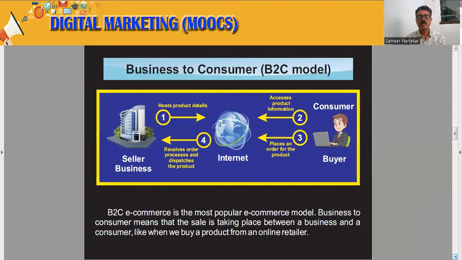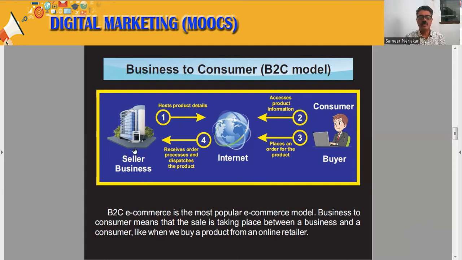Now let's move towards the business to consumer model, that is the B2C model. B2C e-commerce is the most popular e-commerce model. Business to consumer means that the sale is taking place between a business and a consumer, like when we buy a product from an online retailer. So let us try to understand this model with the help of the figure.